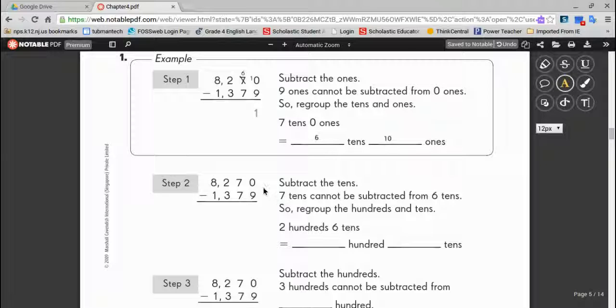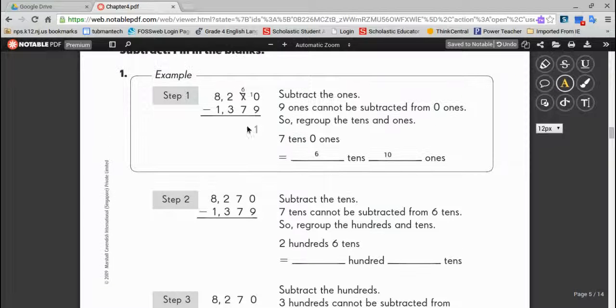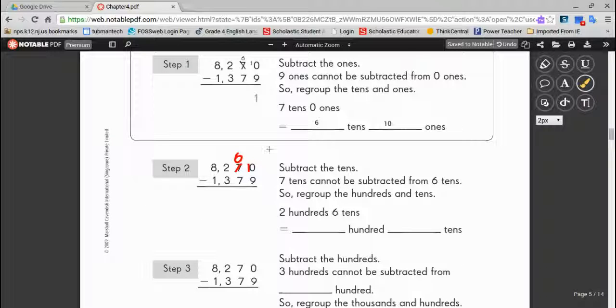Alright, so let's do step 2. And let's make sure we do step 1 again. So over here, what we did before is we regrouped 6 tens, 10 ones, then we subtracted 10 minus 9 equals 1. Alright, so step 2 is to subtract the tens, 6 minus 7. So we can't do that. 7 tens cannot be subtracted from 6 tens. 6 minus 7, can't do it. So I have to regroup from the hundreds.